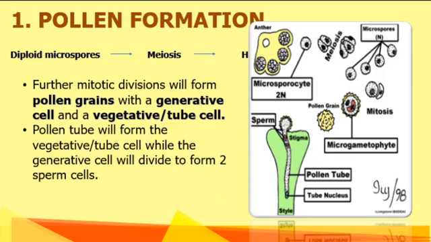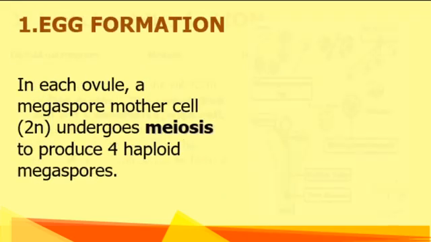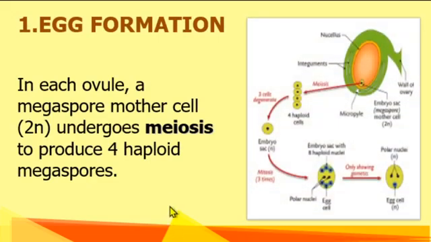Okay, so if that's how the pollen is formed, let's see how the egg is formed. Over here, we can see what an ovule looks like. Inside, we have the embryo sac. In each ovule, a megaspore mother cell, this one, undergoes meiosis, and it will produce 4 haploid cells.